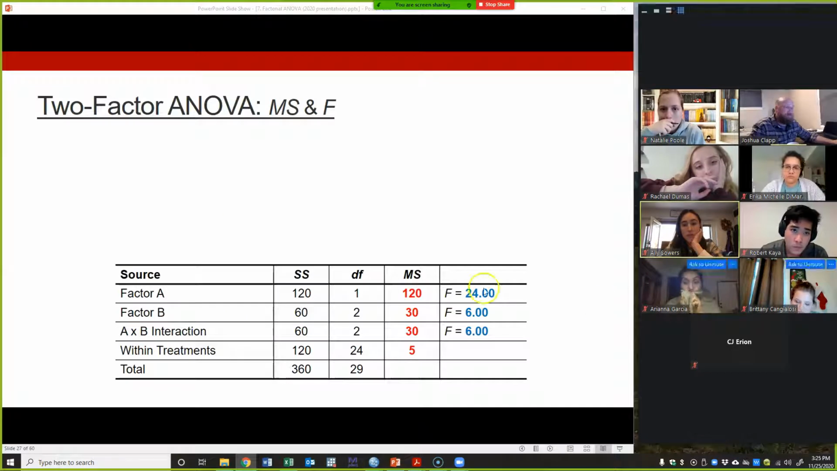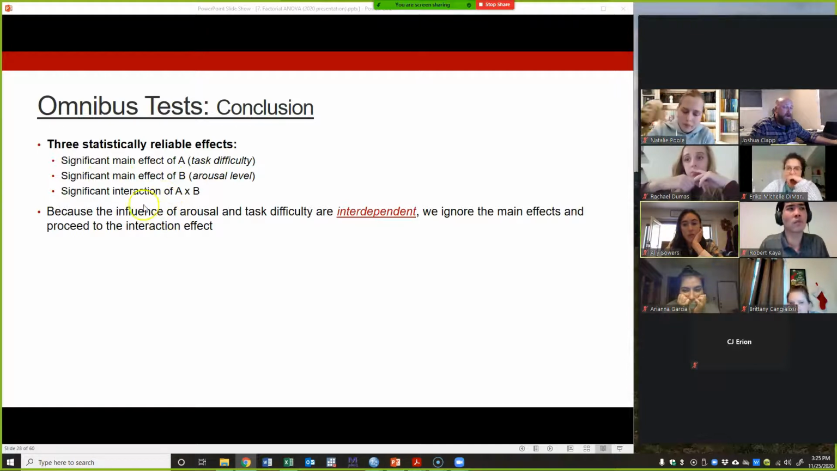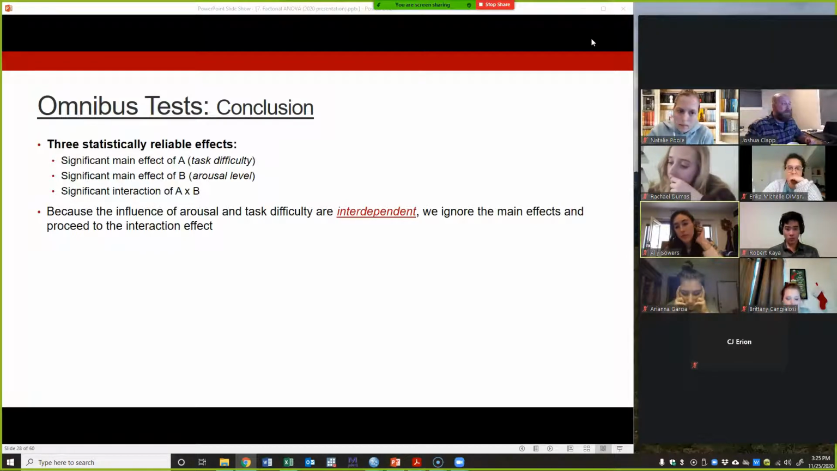So we have a clear main effect of factor A, clear evidence for a main effect of factor B, and then we have evidence for our interaction effect. What this means is that I no longer have a main effect of factor A. My main effect of factor A is a conditional effect, because the effect of differences in task difficulty on performance depends on arousal level. And what I would normally call a main effect of factor B is now a conditional effect, because the impact of arousal on performance depends on task difficulty. This interaction says these two things are interdependent of one another.